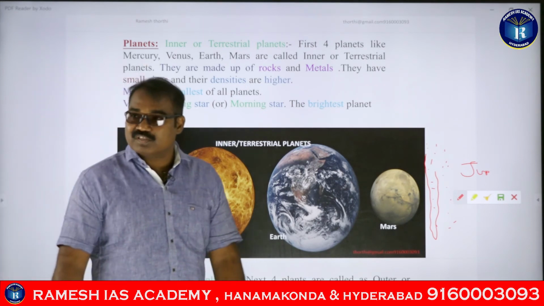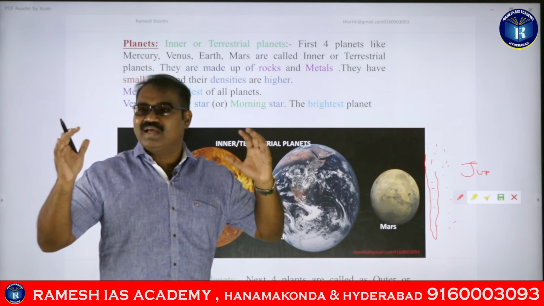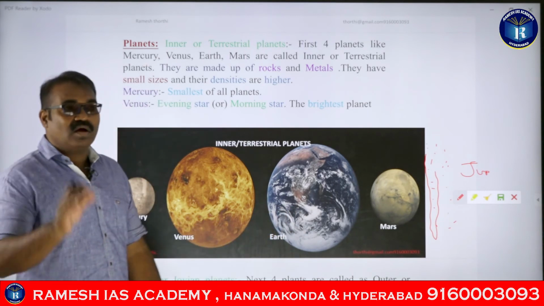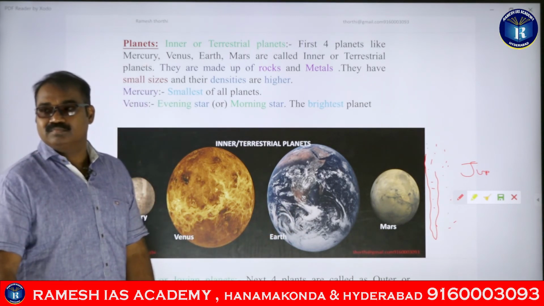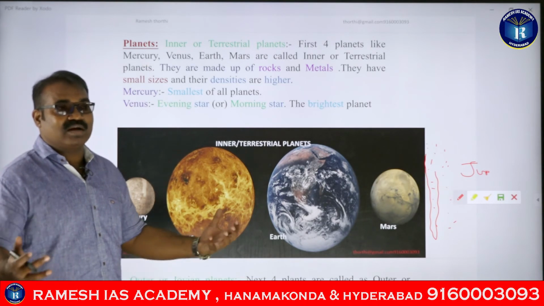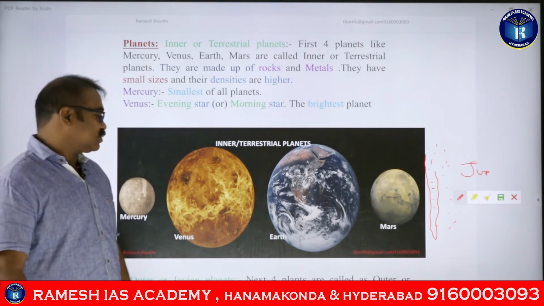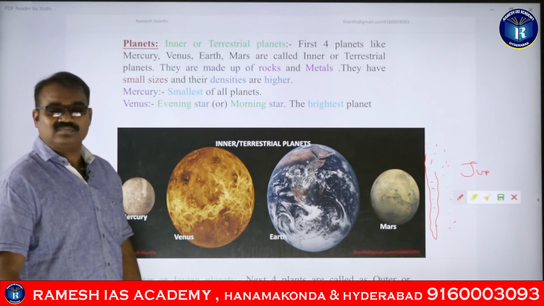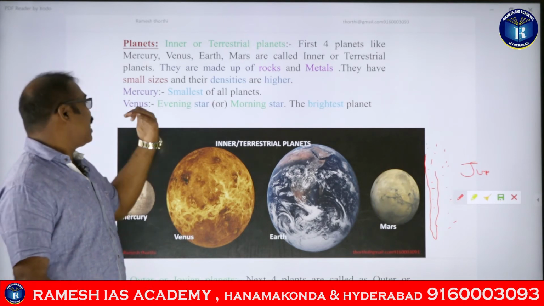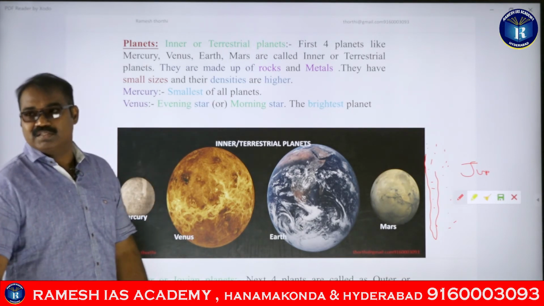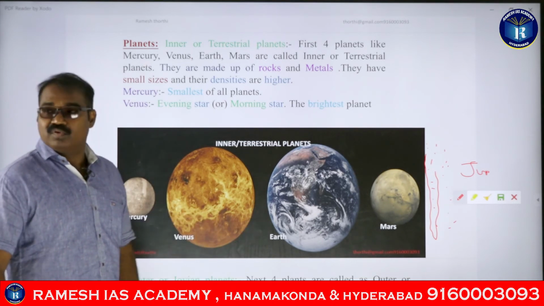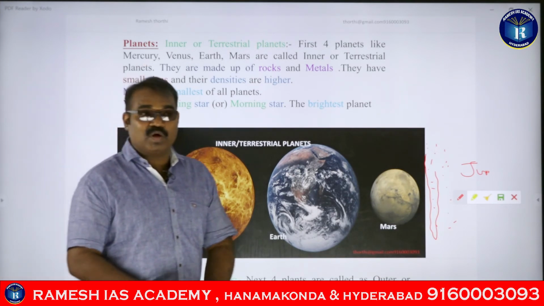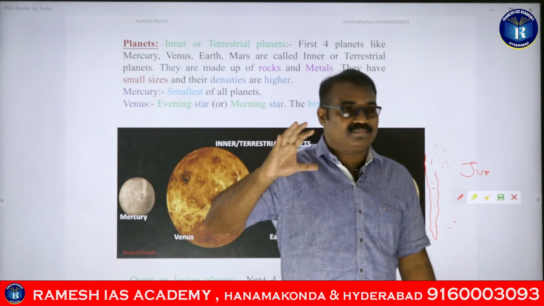Because they are made up of rocks and metals, their densities are very high and their sizes are very small, guys. All these four are of smaller sizes only, but their densities are very high because they are made up of rocks and metals. The Mercury is the smallest of all, right, guys? And Venus is the brightest of all four. There is a reason because of which Venus is called the morning star or the evening star, because just in the twilight periods, guys.